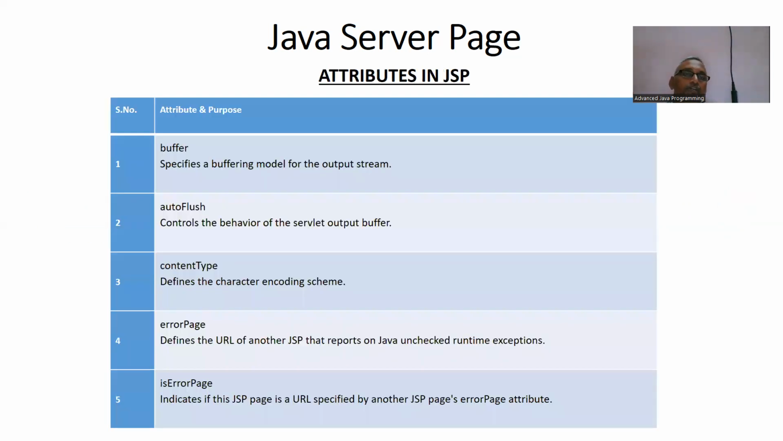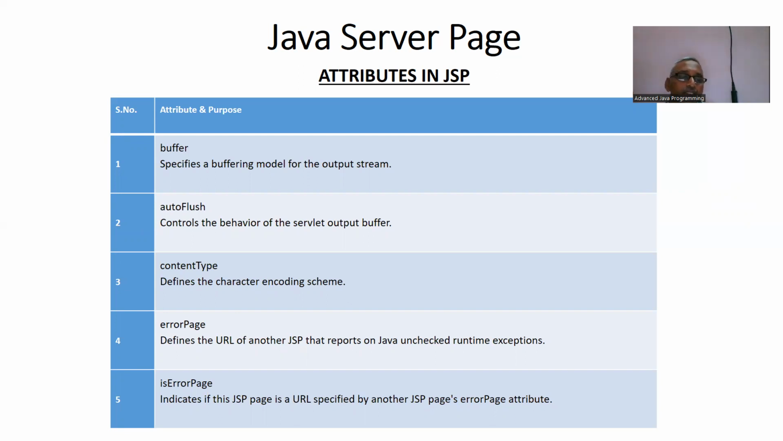Attributes in JSP. What are the attributes? Buffer, autoFlush, contentType, errorPage, isErrorPage, extends, import, info, and isThreadSafe are the attributes in JSP. Buffer specifies a buffering model for the output stream. AutoFlush controls the behavior of the servlet output buffer. Content type defines the character encoding scheme.